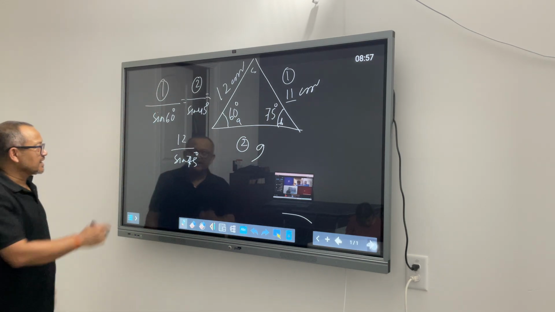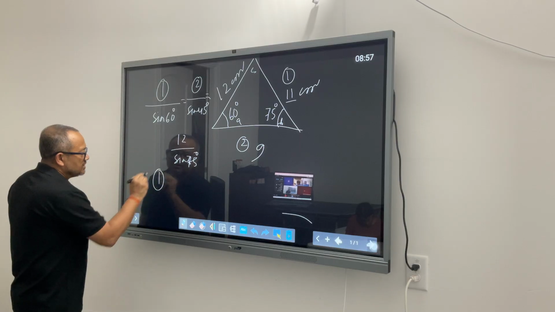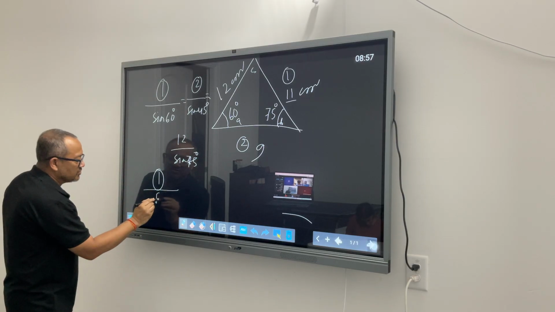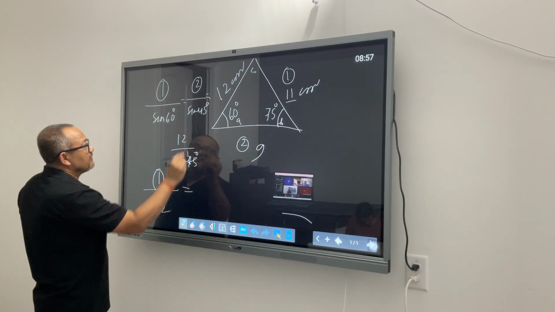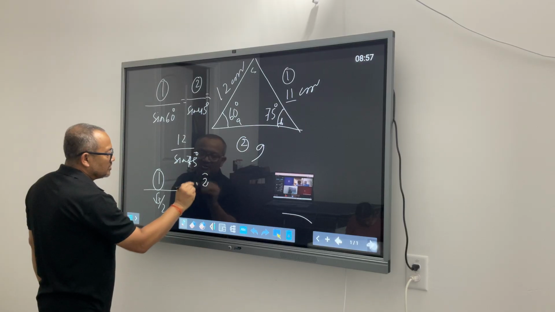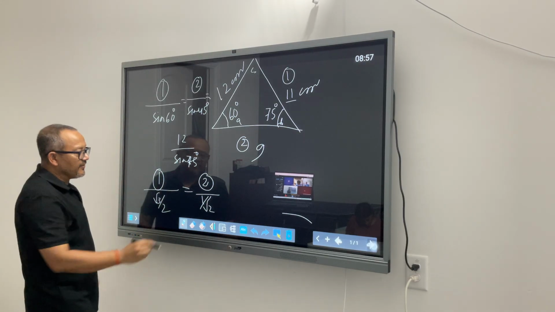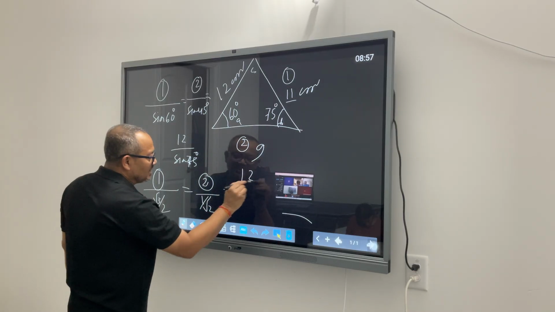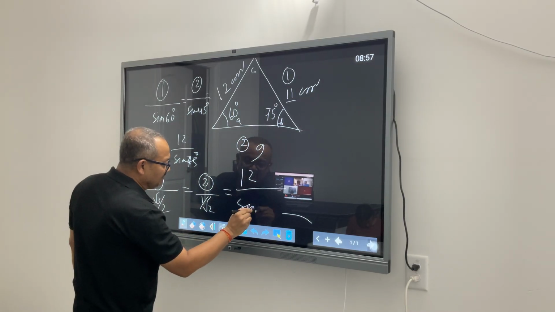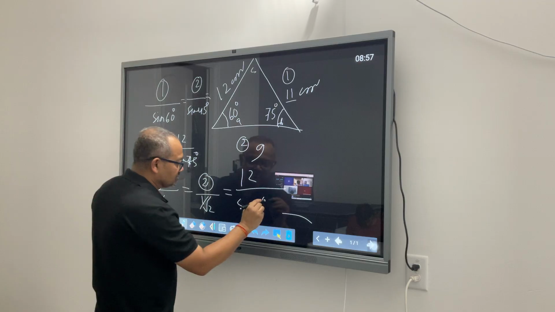Let's say sine 60 degree. Sine 60 degree everybody knows. This is nothing but root 3 by 2. Sine 45 degree, you all know, it is 1 by root 2. Sine 75 will be nothing but, and probably I am teaching you guys some lengthy methods, okay?